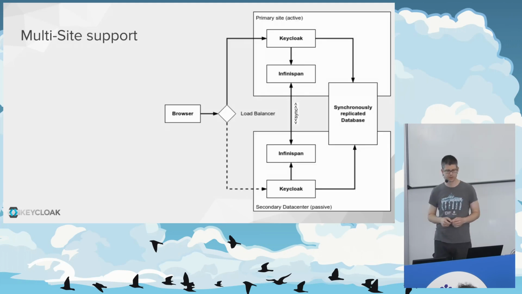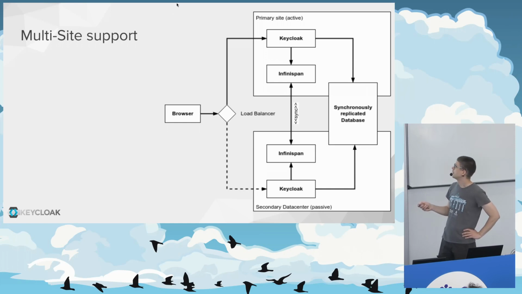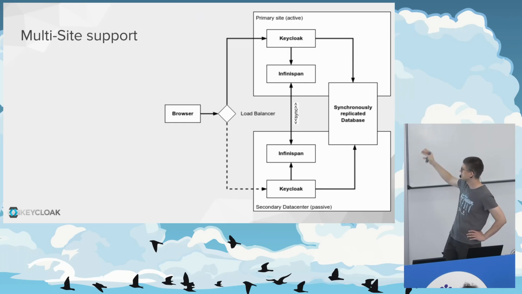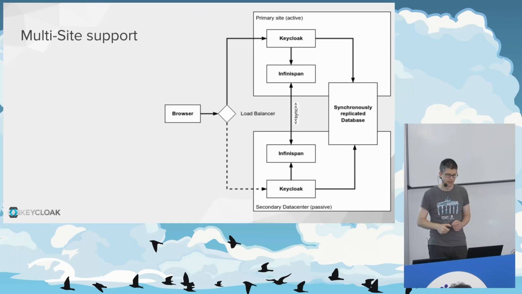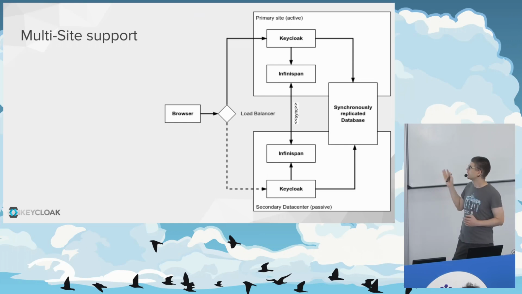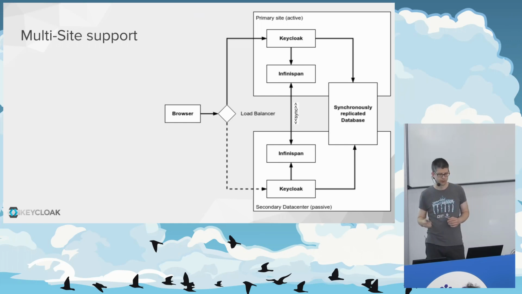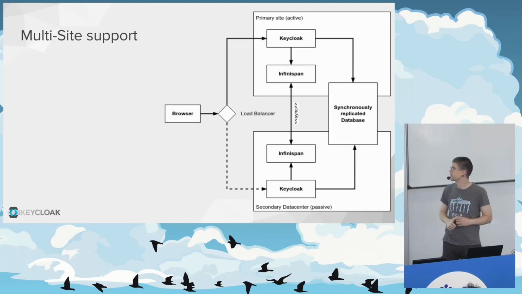Multi-site support, what I talked about before. So we will have in Keycloak 24, which came out beginning of the year, a load balancer setup. You will have a browser going to the primary site, the active site with Keycloak, and then it will work with a synchronously replicated database across the two data centers. The database will take care of user data, credentials, groups, whatever, but the sessions will be stored in Infinispan in memory only, and those will be synchronously replicated between the two sites.